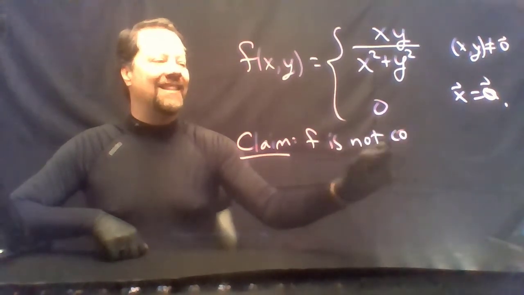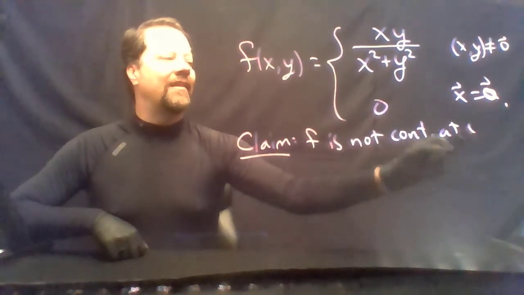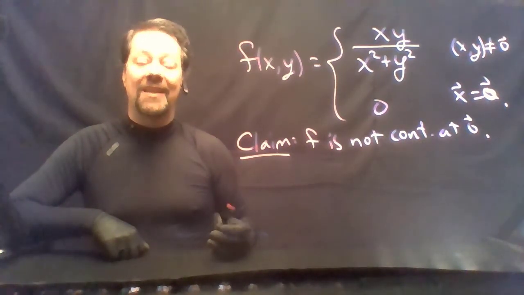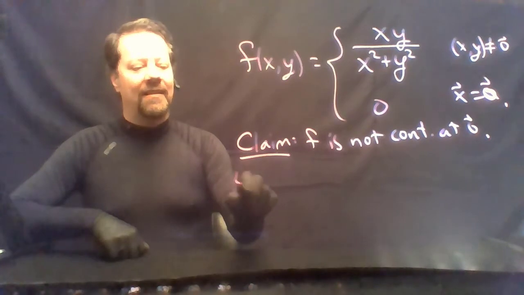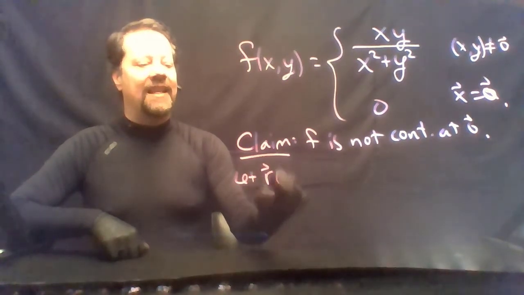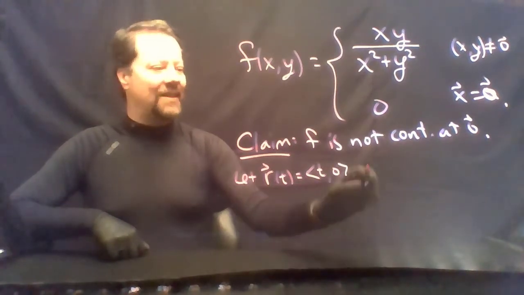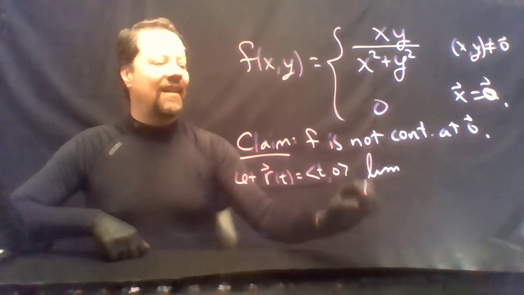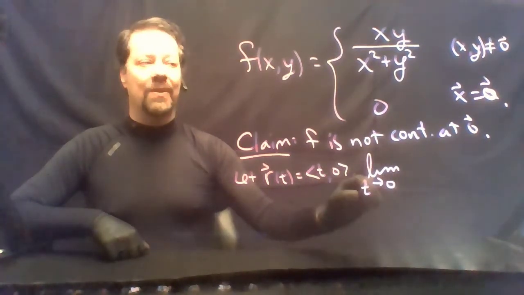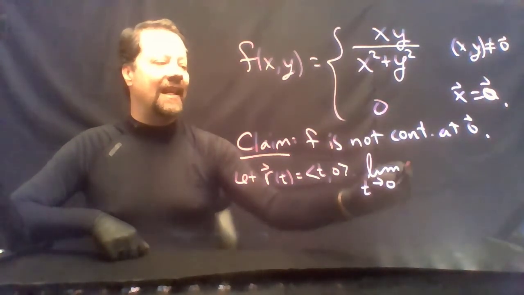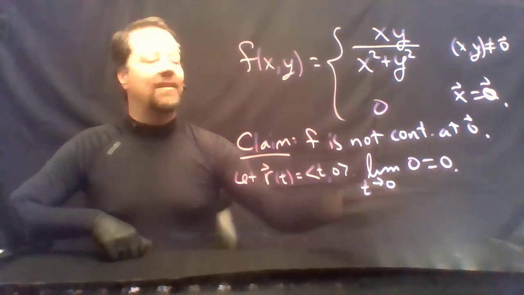Now, I'm going to make the claim f is not even continuous at the origin. To see this, all I have to do is calculate two limits. Let r of t be the curve t comma 0. We'll take the limit as t goes to 0 so that we're tending towards the origin. If we evaluate with y equal to 0 and x equal to t, we get 0.